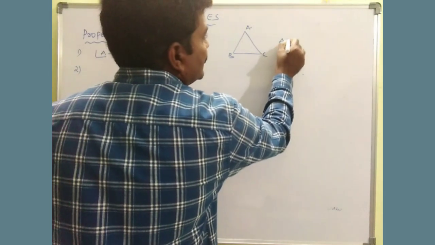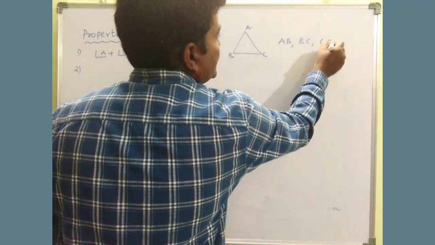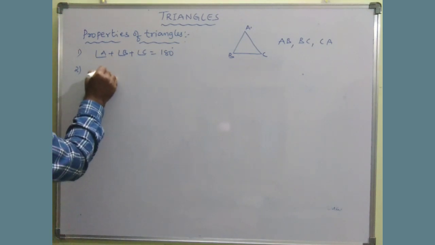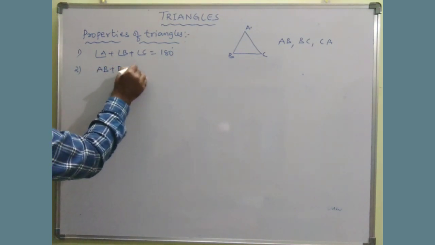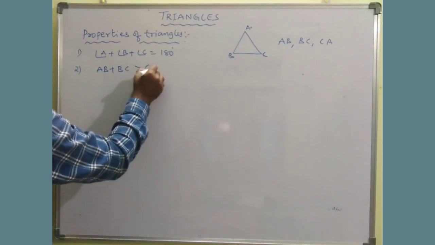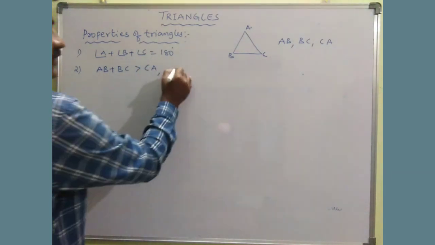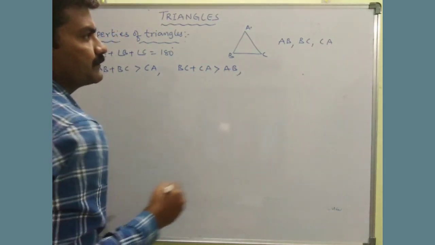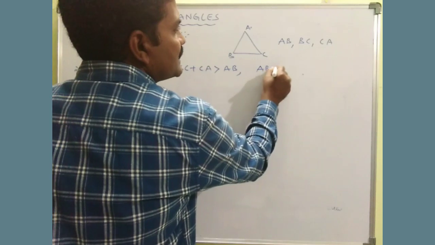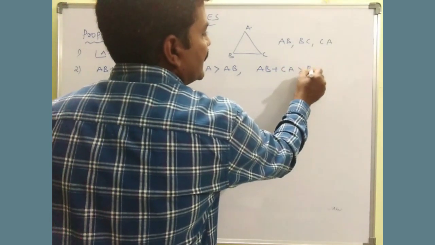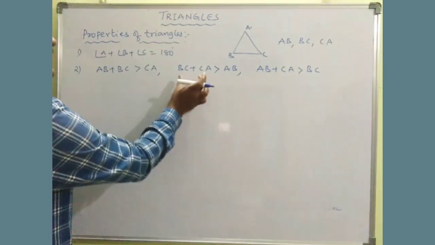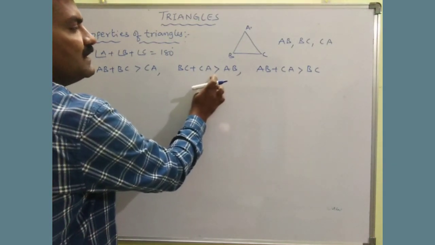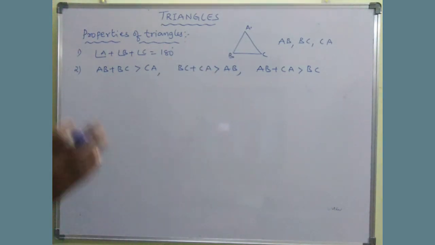I mean here AB, BC, CA are the lengths. Then the sum of any two lengths, AB plus BC, is greater than the third one, which is AC or CA. Likewise, BC plus CA will be more than AB, and AB plus CA is greater than BC. The meaning is the sum of two sides of a triangle will always be greater than the third side.